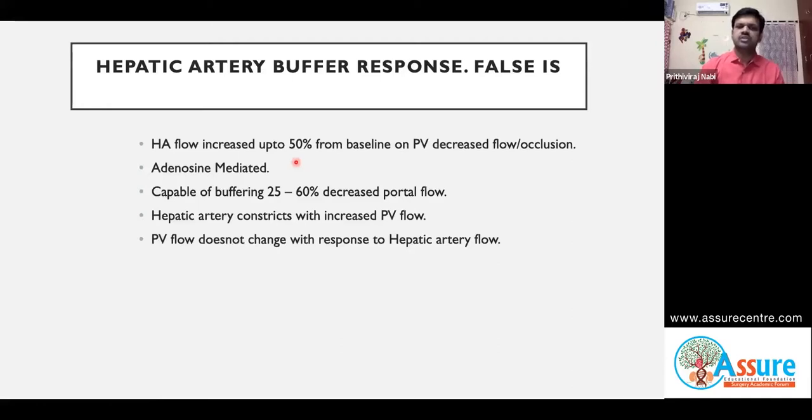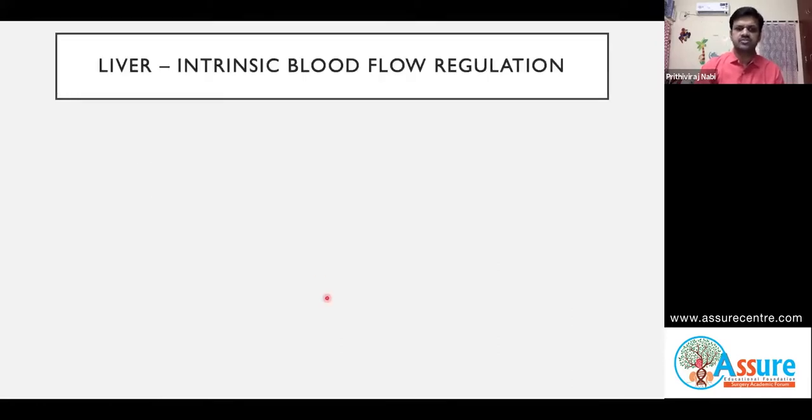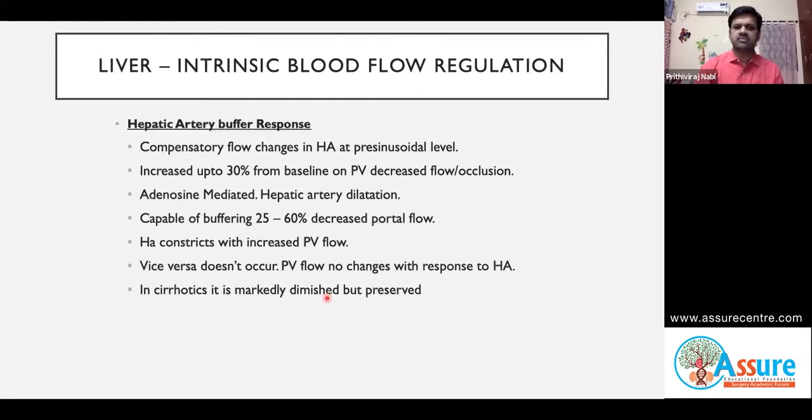So let's go into the detail of this hepatic artery buffer response. This is the most important intrinsic blood flow regulation in the liver. The hepatic artery buffer response is nothing but the compensatory flow change in the hepatic artery at the pre-sinusoidal level. If you see the hepatic artery, the flow can increase from 0 up to 30% from the baseline based upon the decreased portal flow or occlusion in the portal flow.